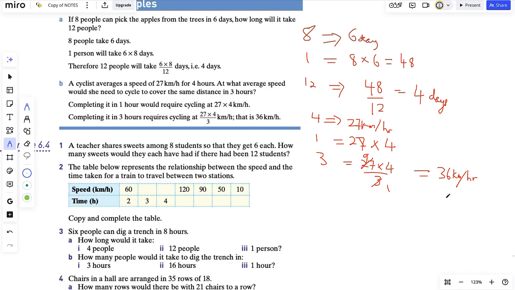If he increases the speed to 50 something, maybe it will take only 2 hours. So the more you increase the speed, the lesser the time.